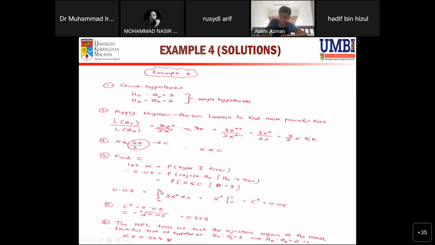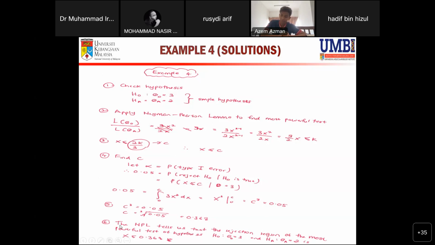So in this case, you set the upper bounds of these integrations as c, and then the lower bounds as zero. So with a simple integration, you obtain x to the power of 3, and then you substitute the upper bounds and the lower bounds, and then you subtract the lower bound value from the upper bound value. You will then obtain that c to the power of 3 is equivalent to 0.05. So taking the cubic root of the equation, you will obtain 0.368.